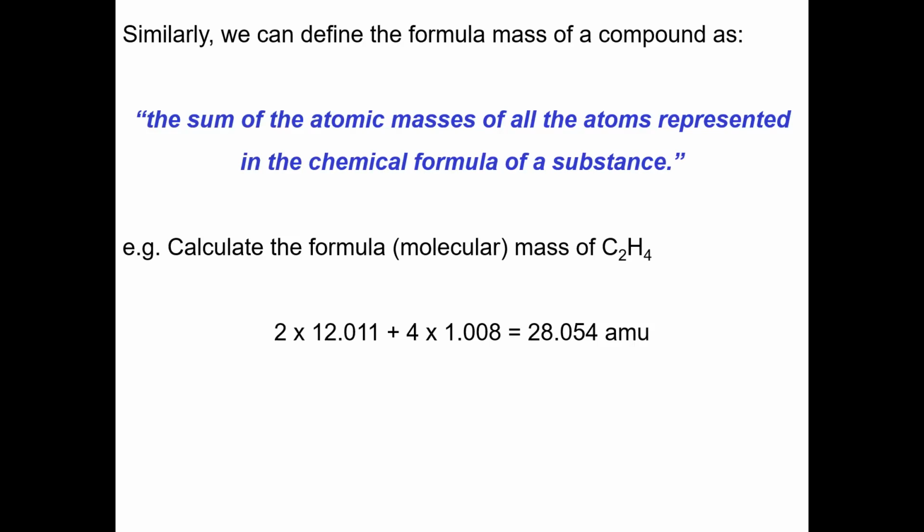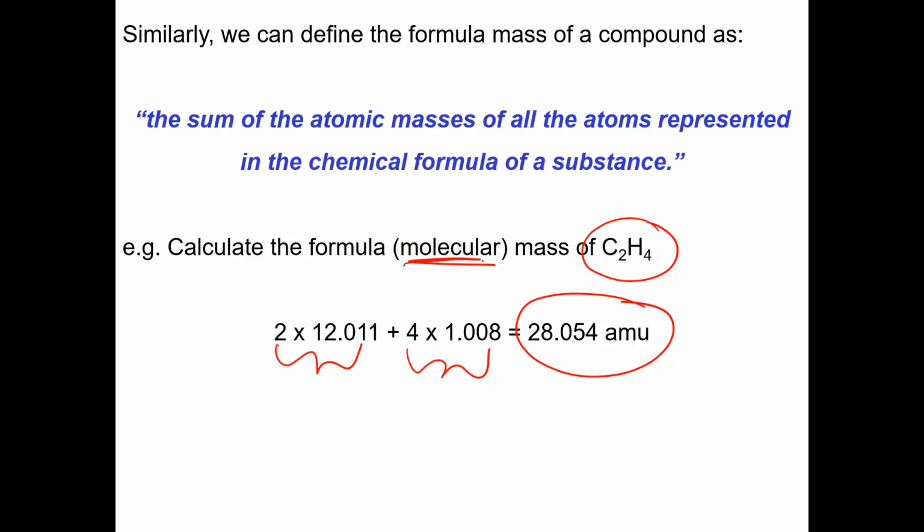So if I was asked to calculate the formula mass of this compound, C2H4, that is ethene, I would add together the mass of 2 carbon atoms and the mass of 4 hydrogen atoms. And so this is telling me that the mass of one C2H4 molecule is 28.054 AMUs. So this is what we call the formula mass, or in this case, it sometimes might be referred to as the molecular mass because it's relating to the mass of a molecule.